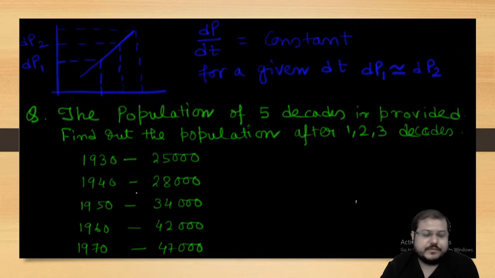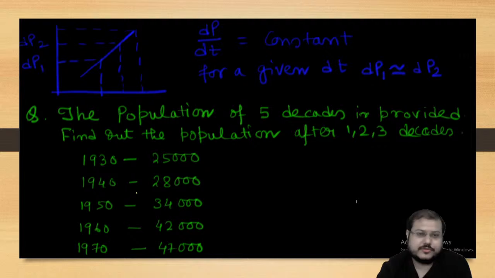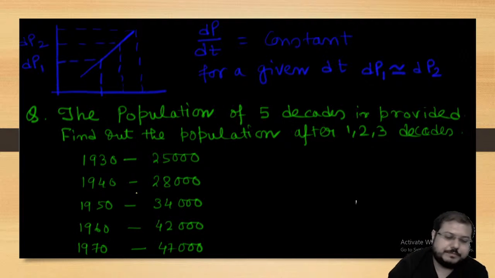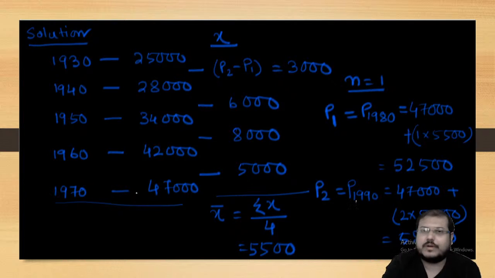Graphically, if you represent it, it will be a straight line, the CD segment of the curve, where dP/dt will be constant. So for a given dt, dP1 will be almost equal to dP2. We have solved the problem where five decades of data are given; we calculated P1, P2, P3, and we have seen what x1, x2, x3 are. Everything is explained here.